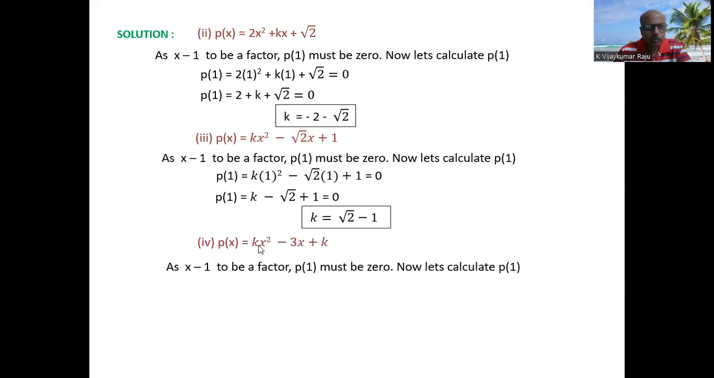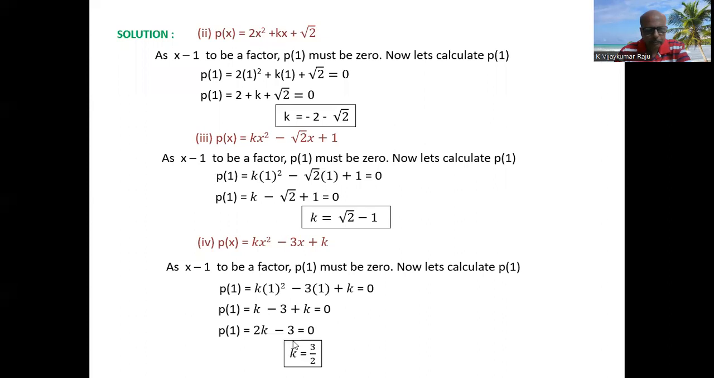Next, put again x is equal to 1. So k into 1 square minus 3 into 1 plus k is equal to 0. That is k minus 3 plus k is equal to 0. K plus k is 2k. 2k minus 3 is equal to 0. Take 3 this side, it becomes 3 upon 2. K will be 3 by 2.